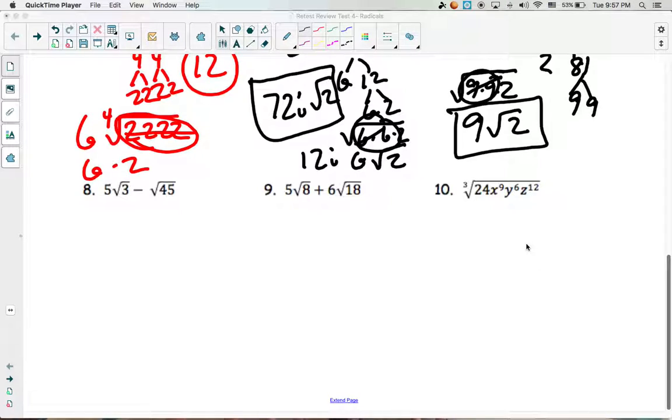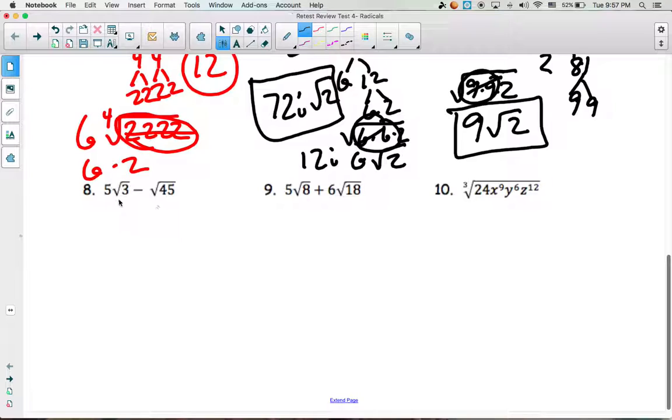Retest review, test 4 radicals, questions 8 and 9. For 8, we are subtracting 2 radicals. Now, in order to subtract 2 radicals, they must be the same. So if you look here, we have the square root of 3 and the square root of 45. Those are not the same as they are.